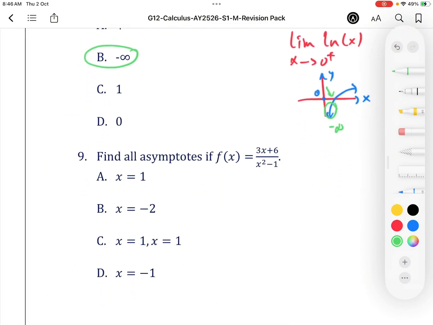Number 9, find all the asymptotes. This is one, this one is repeated. As we mentioned, the vertical asymptotes are x equal 1 and x equal -1. The horizontal asymptote is 0, as we mentioned earlier. So here I can say the horizontal asymptote is 0.